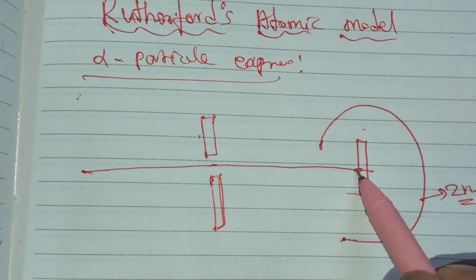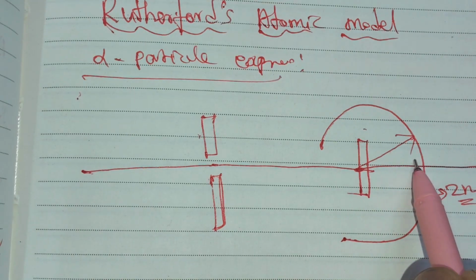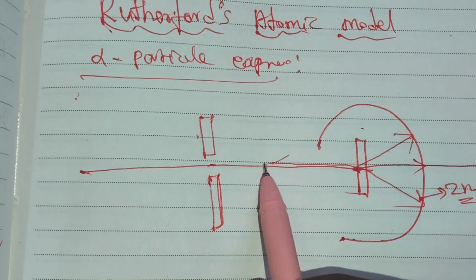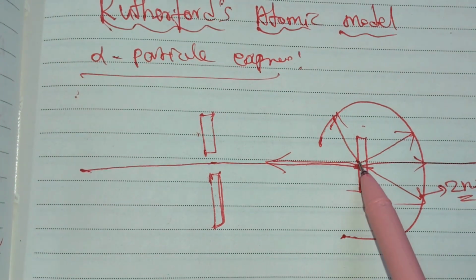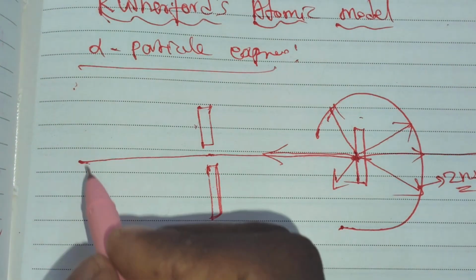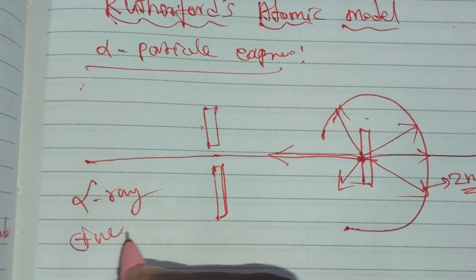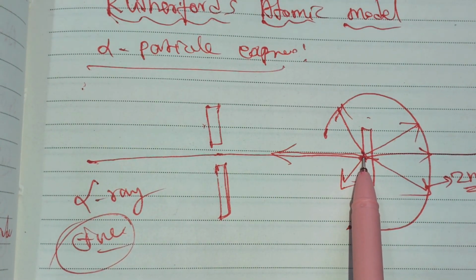Some alpha particles move in a straight line. Some alpha particles are scattered in this way, and some are scattered in this way, and some alpha particles return and come back. From this experiment, this is an alpha ray, and we know that an alpha ray is a positive ray. At the midpoint, the atom is there.